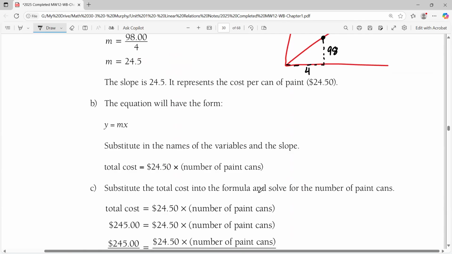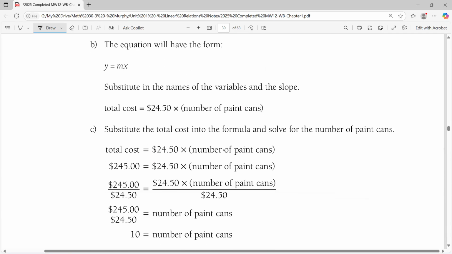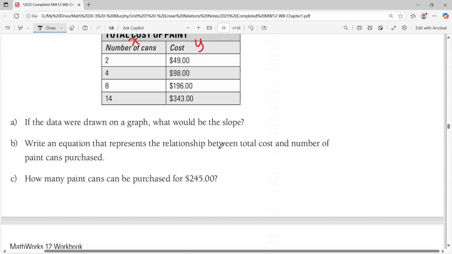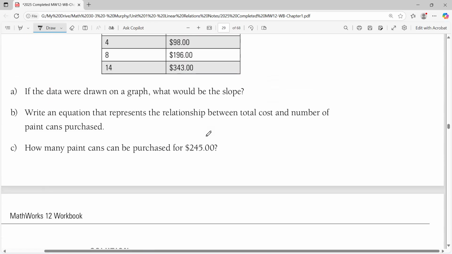Okay, B. Says write an equation that represents the relationship between the total cost and the number of paint cans purchased. Okay, because it starts at 0 and 0, you just need y equals mx. Substitute in the names of the variables and the slope. So we figured out the slope, and we're going to put in 24.50. Y is the total cost. X is the number of paint cans. And if you forget, just look back at the table. X and Y.